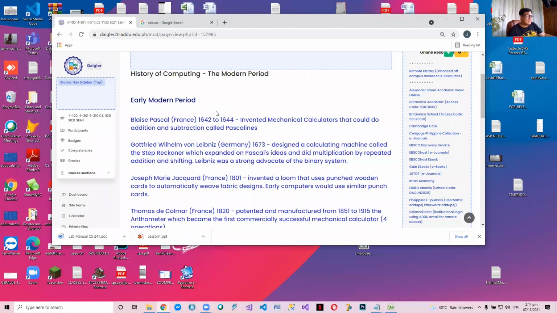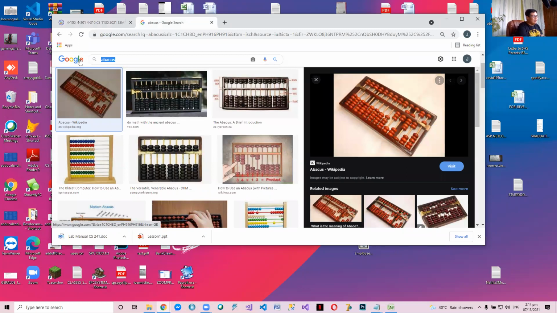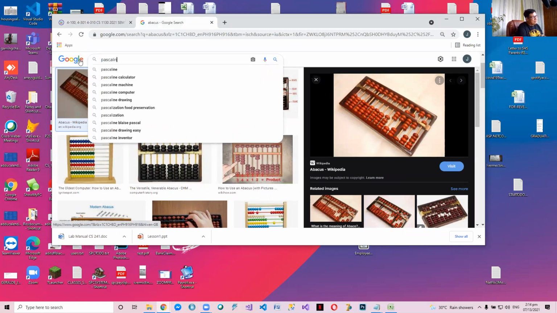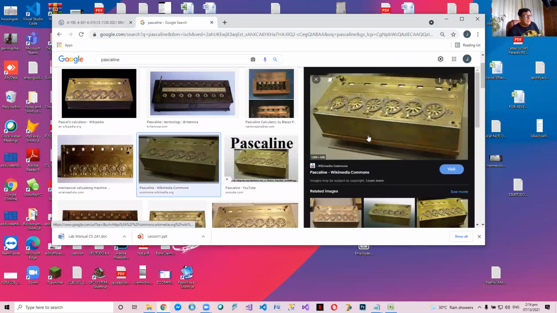One of the most notable was the invention of a mechanical calculator called Pascaline in 1642 to 1644. Let's look at Pascaline. What is a Pascaline? A Pascaline is a mechanical calculator. It's a mechanical calculator that can be used to add and subtract decimal numbers. It's just like the abacus. Kaya lang, sa abacus, you shift beads from left to right. Do you follow? Ganun yung bilang.